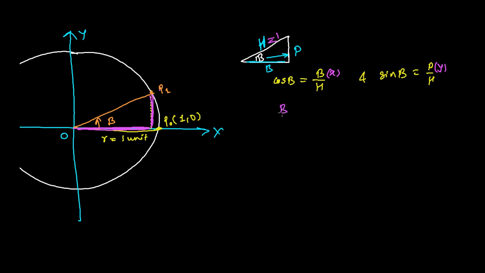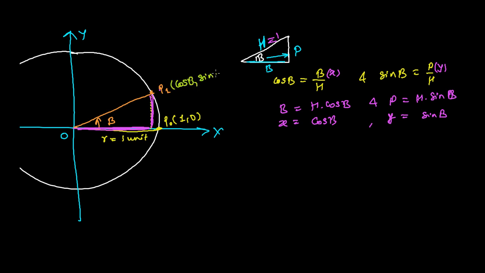So simply B is going to be H times cos B, and P is going to be H times sine B. Here this B is representing our x coordinate, which, now H is 1, is simply cos B, and this P is representing y, so it is simply sine B. So finally we got the coordinate of this point P1: cosine of B and sine of B.